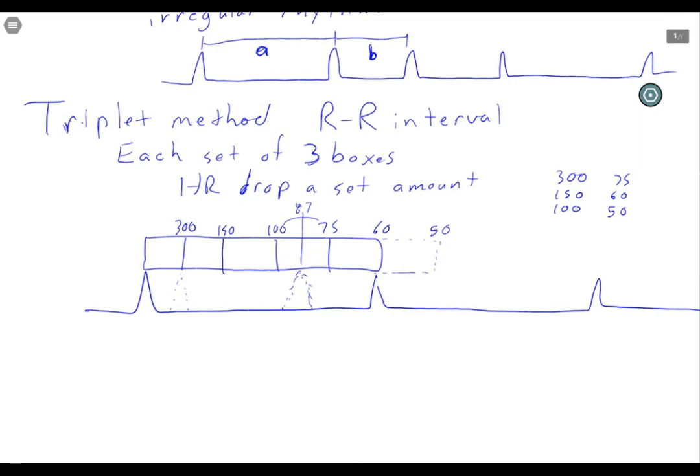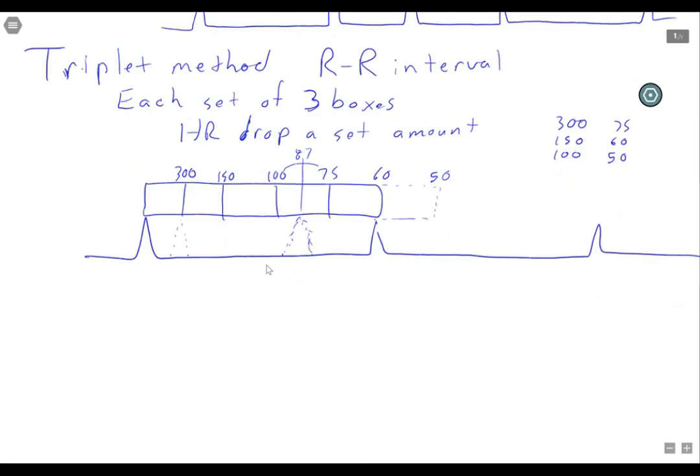So your triplet method is fairly quick and easy to do as long as you can line an R wave up at the start of a big box, and then you just go 300, 150, 100, 75, 60, 50, and see where that next R wave lands, and that'll give you a very quick rough estimate of the heart rate. Again, this is more of a crude way to measure heart rate. It's not going to be super accurate.